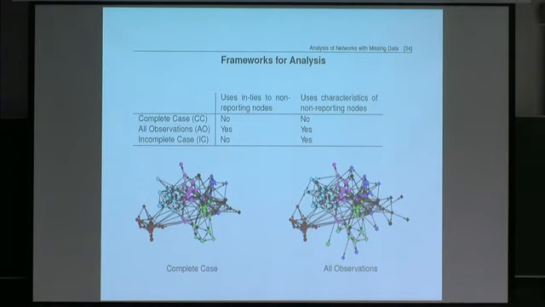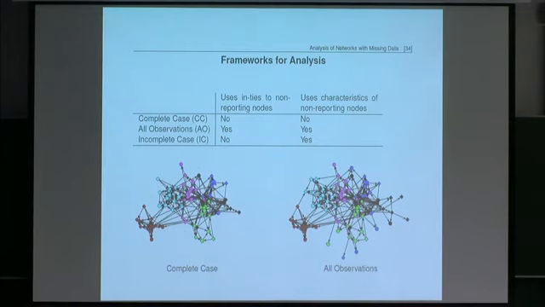So that's what's called the CC model from here on. The all observations, or AO model, is the one where we keep the non-respondents and we keep the in ties of people who nominated them. And something else to note here, for this particular network, we do actually have covariates on all 89 of these people because they followed up with the non-responding students in a later wave. But that may not always be the case.